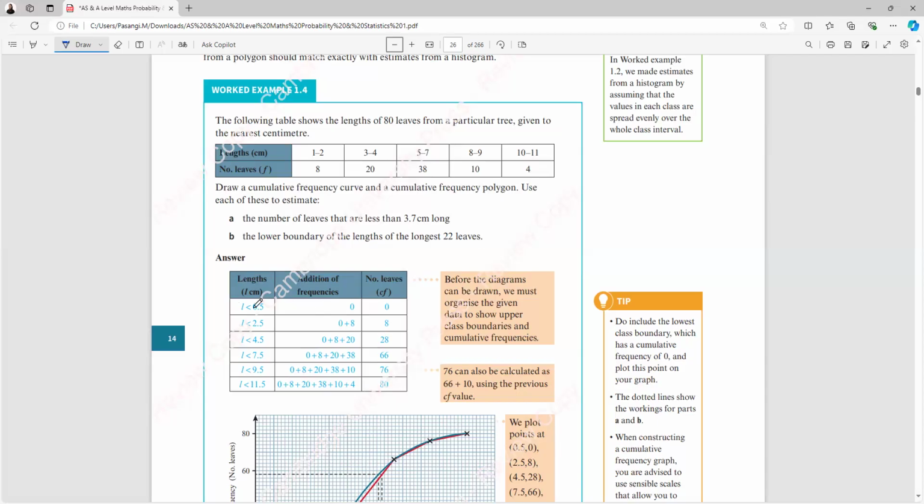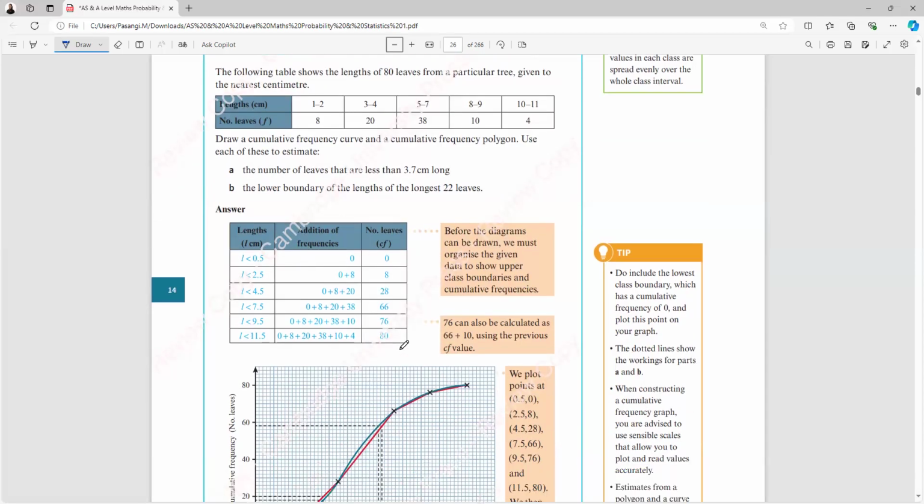It's clear, right? Here L is 0, L is less than 0.5. Okay, L is less than 2.5. So again, we are adding 2. එතකොට තියෙන්නේ length will look like this and the additions will be first 0, then 0 plus 8, then 8 plus 20. Okay, just check.